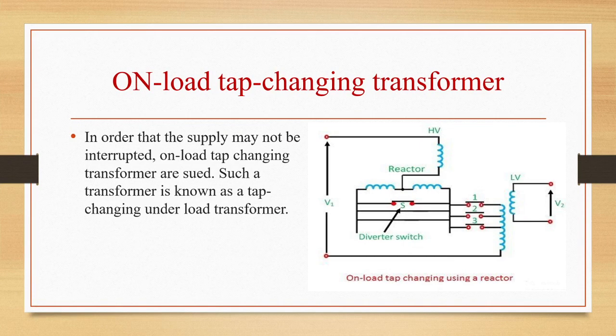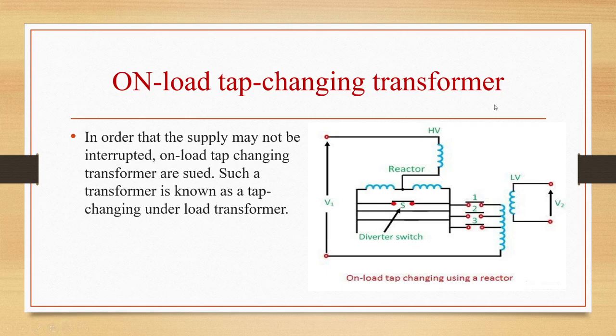So we are not connecting any load in the off-load tap changing transformer, whereas in the on-load tap changing transformer, load can be connected. In order that the supply may not be interrupted, the on-load tap changing transformer will be used. In the off-load tap changing transformer, we switch off the supply and then change the tap settings. But in the case of on-load tap changing transformers, continuous supply will be given without any interruption. Such a transformer is called a tap changing under load transformer.